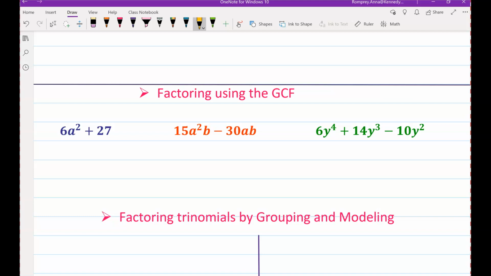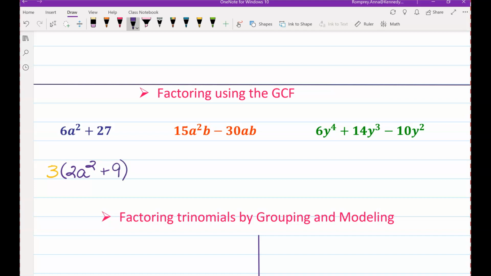Now this term has a squared. Does this term have any a's? No. So the only thing that we can factor out is a 3. So if we factor out 3, what's left? 6a squared divided by 3. What's 6 divided by 3? 2. A squared, well, just bring it down. So we have 2a squared plus 27 divided by 3, 9.